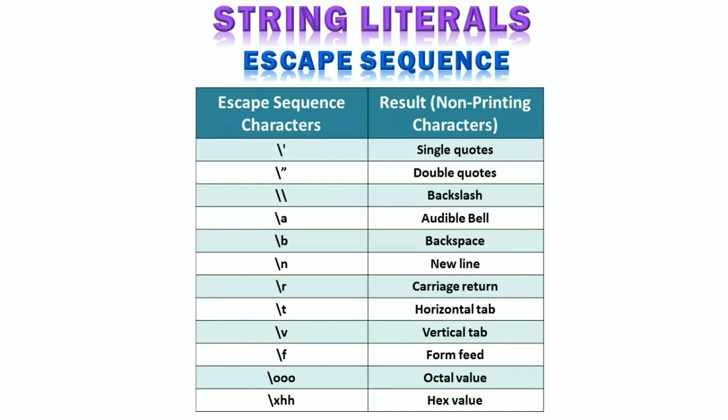Like first, backslash single quote will display a single quote, backslash double quote will display double quotes, then double backslash is given to print the backslash. You can hear an audible bell by using backslash A. Similarly, we can generate the action of backspace by giving backslash B. For new line characters we have backslash N. For horizontal tab and vertical tab we have backslash T and backslash V, and so on.